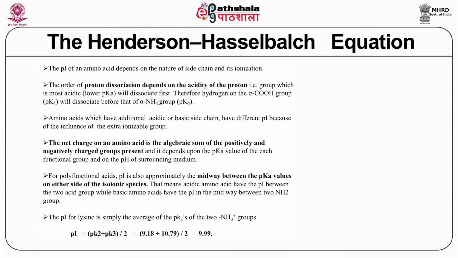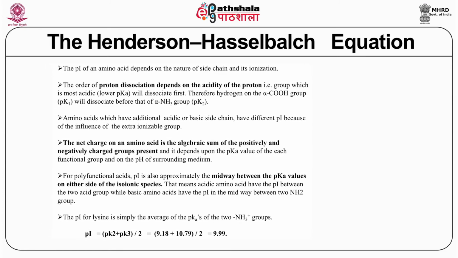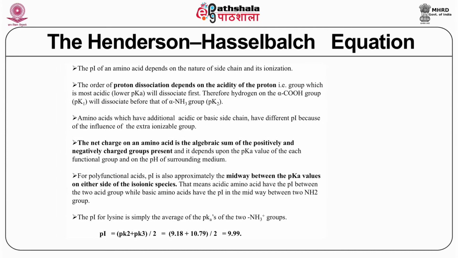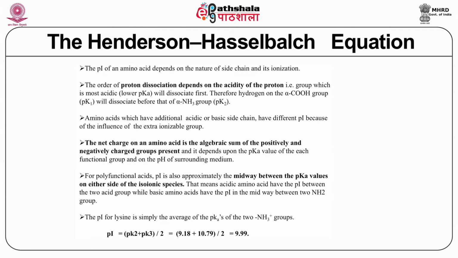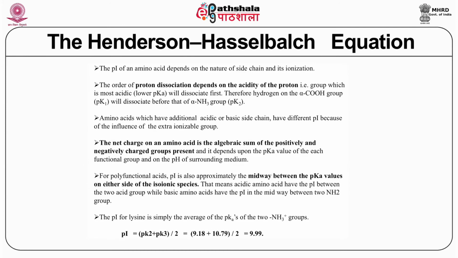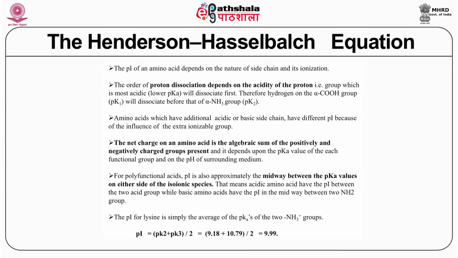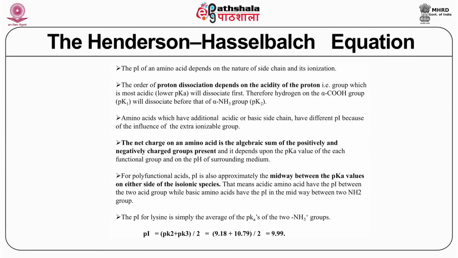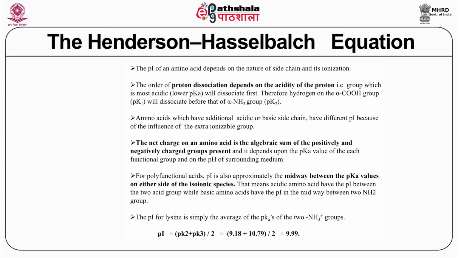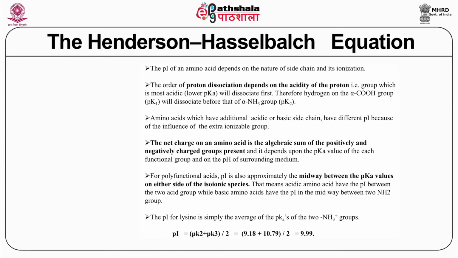For example, take glutamic acid, with pK1 for the alpha carboxyl, pK2 for the side chain group, and then pK3. In such a case, the pI is actually (pK1 plus pK2) by 2, not the average of pK1 plus pK2 plus pK3. Similarly, in lysine, it is the 2 amino groups that contribute, so the pI will be the average of pK2 and pK3, and not the average of pK1, pK2 and pK3.